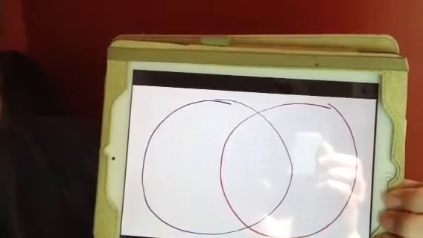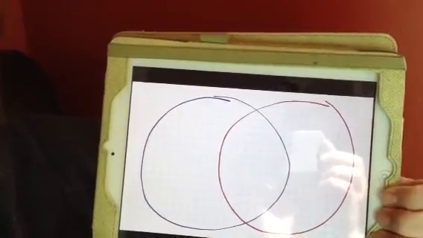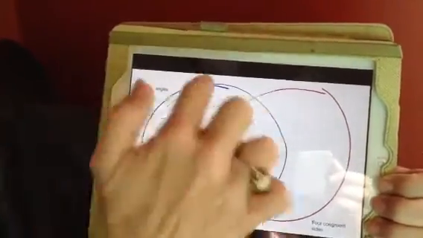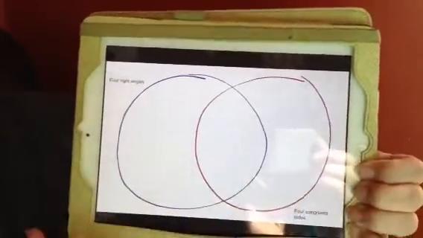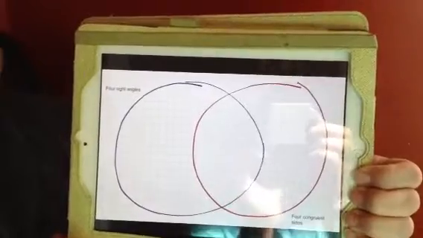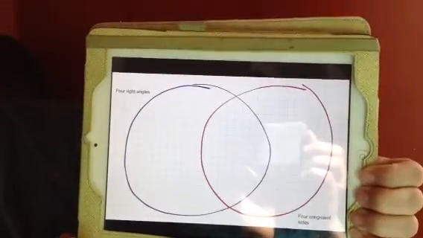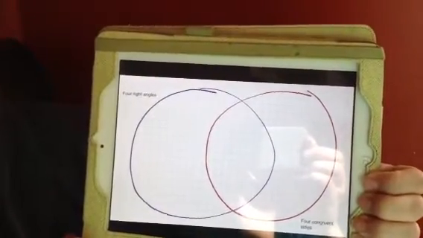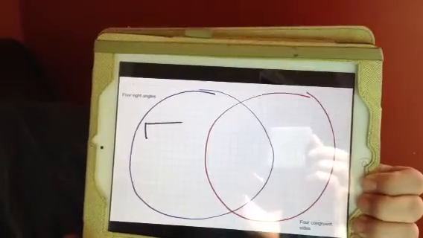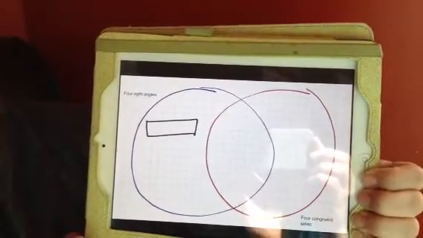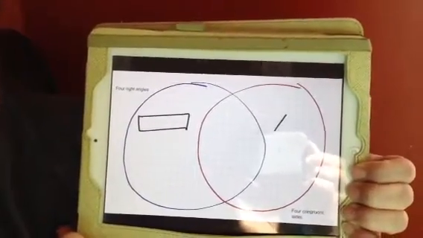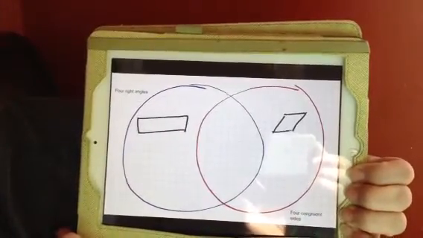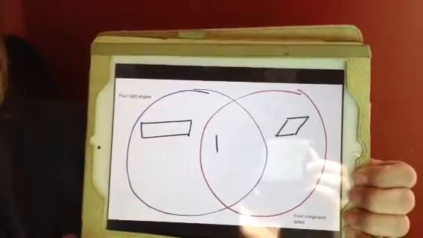And so we're going to do some more of those. Now we're going to do it based on the properties. So this circle is going to be four right angles, and this circle is going to be four congruent sides. What shapes can we put into that Venn diagram? Well, over here on the four right angles, we can draw a rectangle because it has four right angles but doesn't have four congruent sides. Over on the four congruent sides, we can draw a rhombus because it doesn't have four right angles.